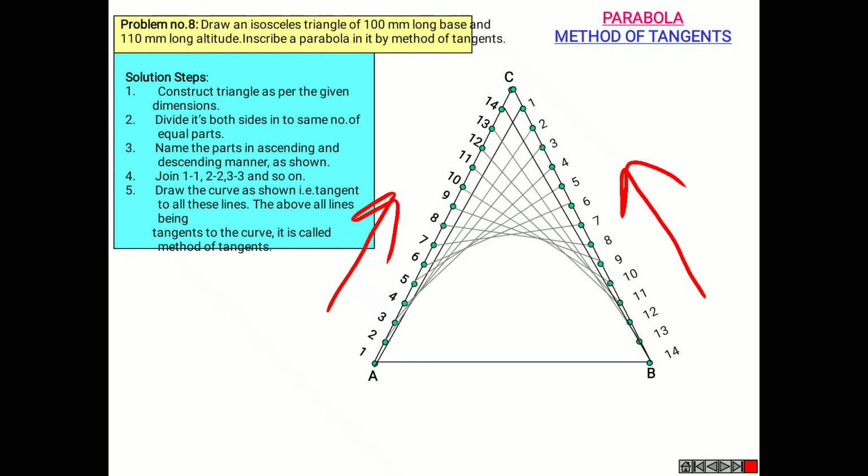Now draw the curve as shown, therefore tangent to all these lines. So the above all lines being tangents to the curve, it is called a method of tangents. So you need to make a tangent to all these lines, in order to obtain a parabola. So this method is called the method of tangents, or the other name for this is triangle method. So this is your required parabola, just note it down.